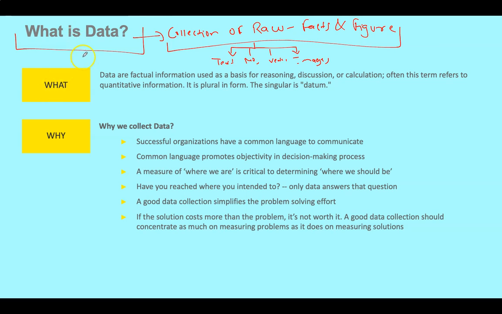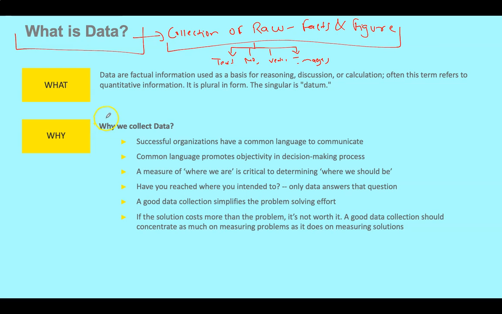So what is data? As I said, data are factual information used as a basis for reasoning, discussion or calculation. Often this term refers to quantitative information. It is a plural form and the singular is called datum.